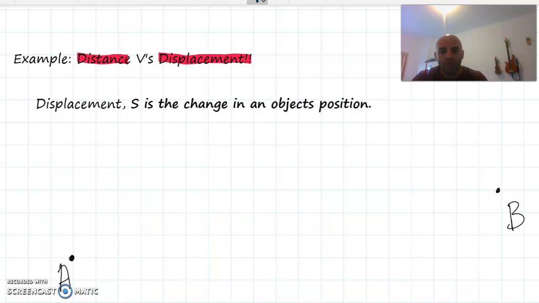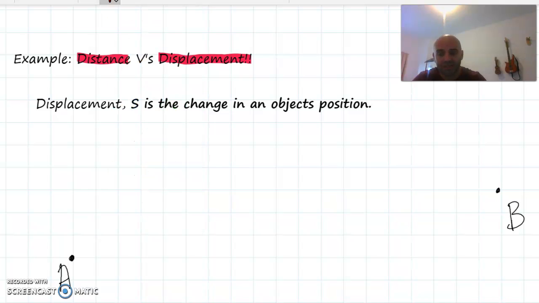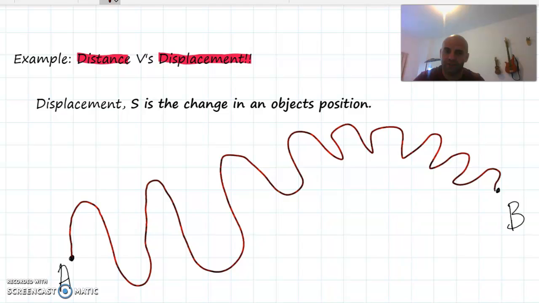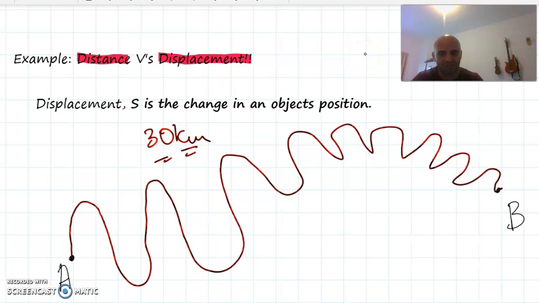Okay. So, for example, let's say I want to go from point A over here on the left to point B. If I'm just looking at the distance, then I can go any distance I want. So the distance would be the path length I'm going to travel, and I could go any path length I want. So this could be, who knows, something like 30 kilometers. But the displacement is very, very specific.